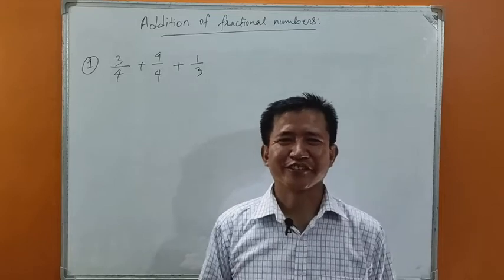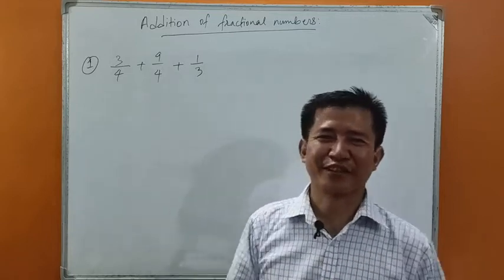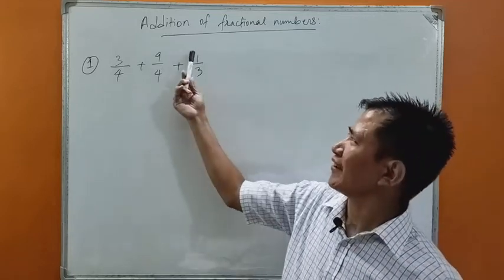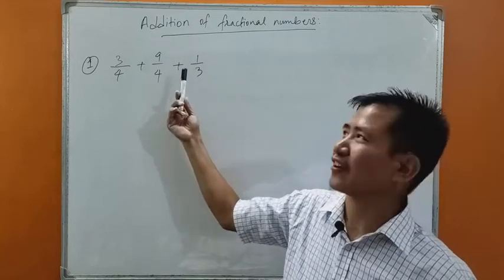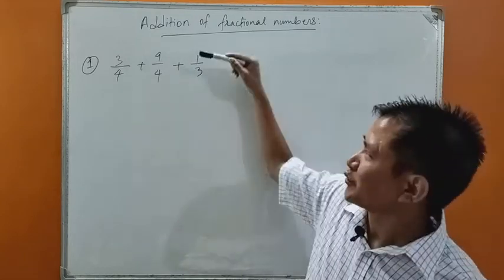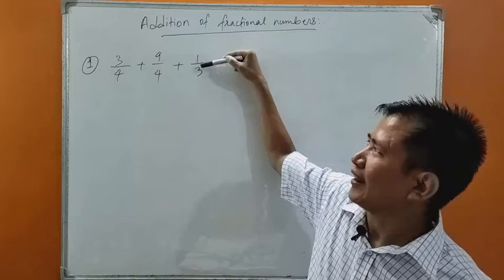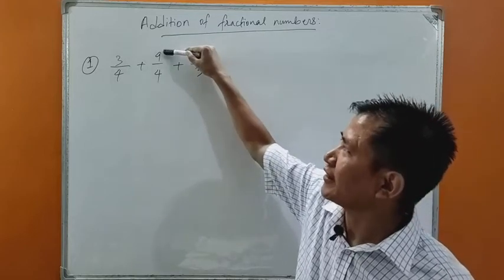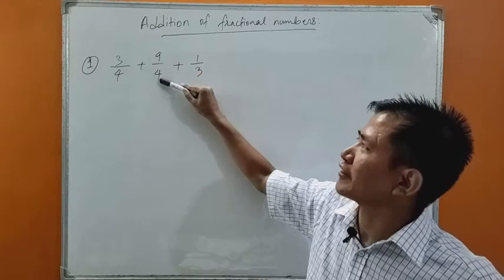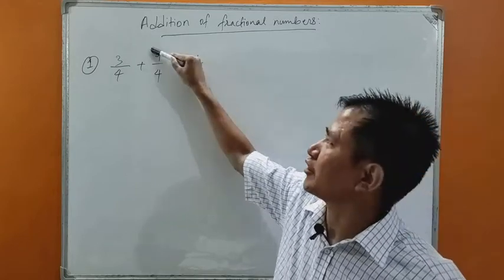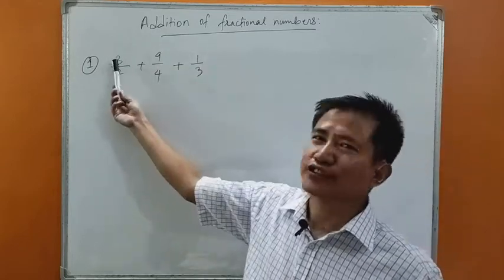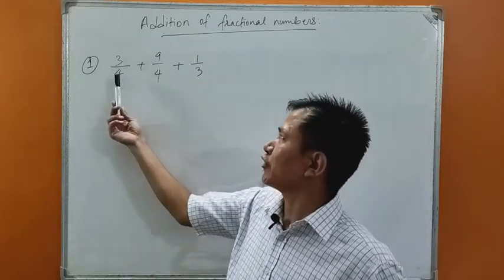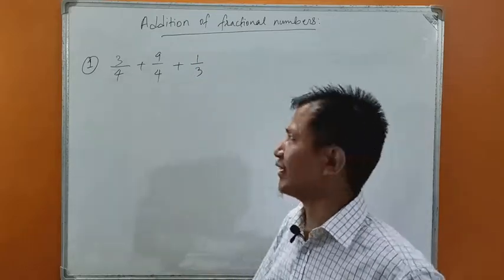So today we are going to learn how to add fractional numbers, okay? The numbers in the numerator and denominator are called a fractional number. Here 1 is in the numerator and 3 is in the denominator, so this is a fractional number. Here 9 is in the numerator and 4 is in the denominator, so this is also a fractional number. This is also a fractional number. So we are going to add these fractional numbers, okay?